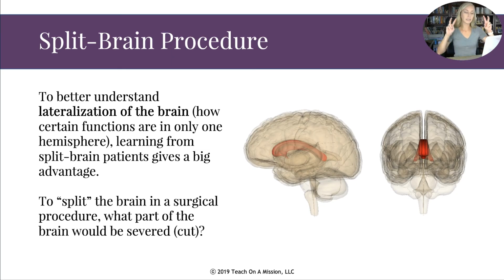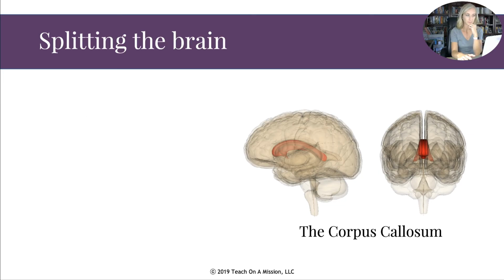So to split the brain in a surgical procedure, because yes, that's done, what part of the brain would be severed? What part of the brain would be cut? There's a hint on the slide. I hope you see it's the corpus callosum. The corpus callosum is the only thing that allows the two hemispheres to talk to each other.